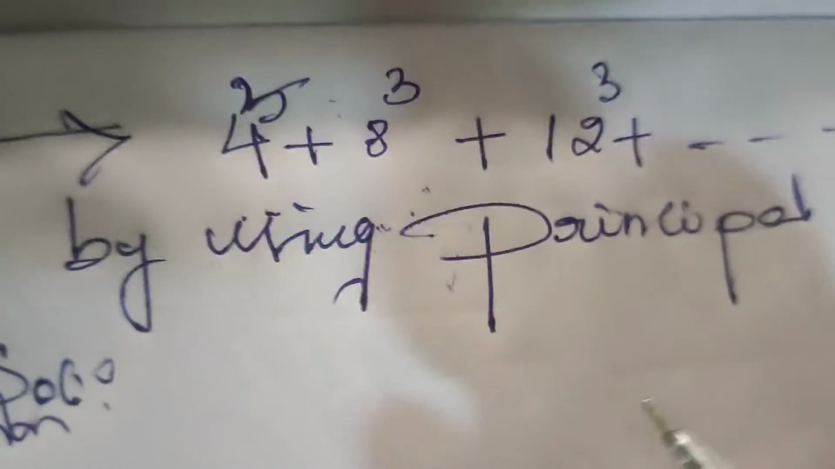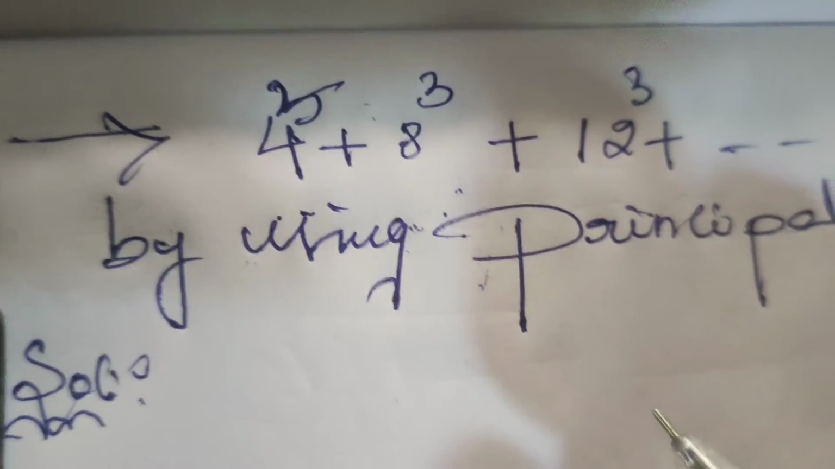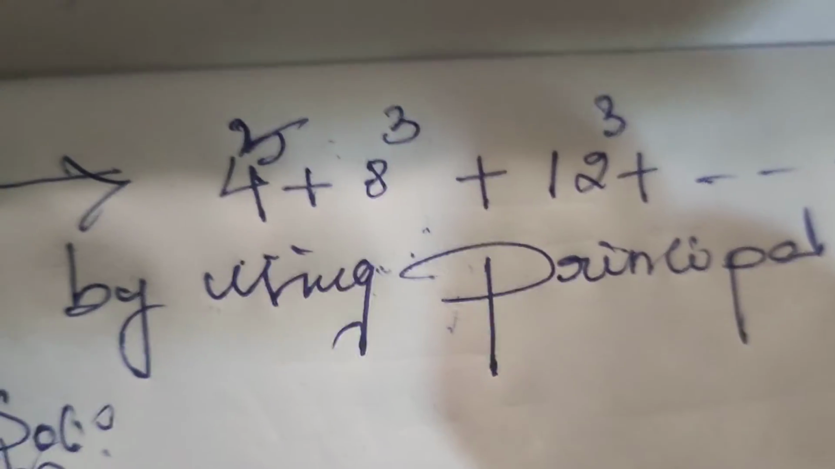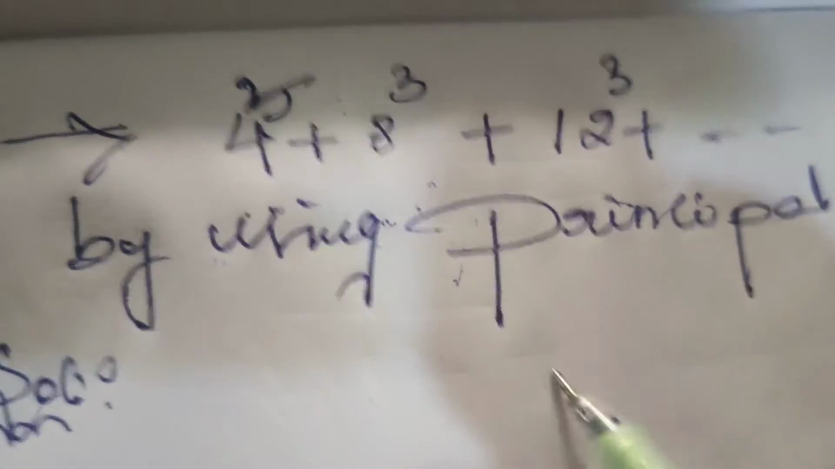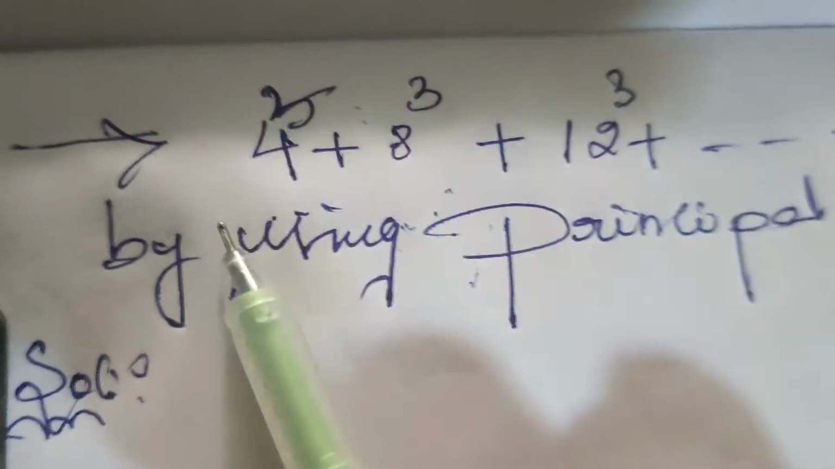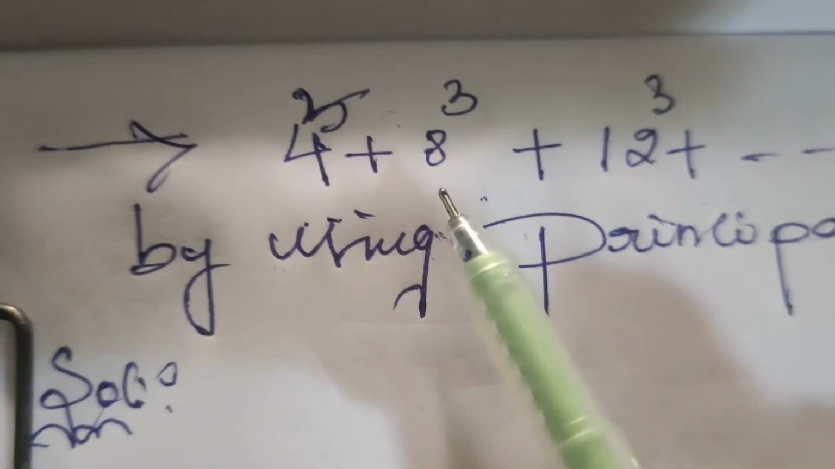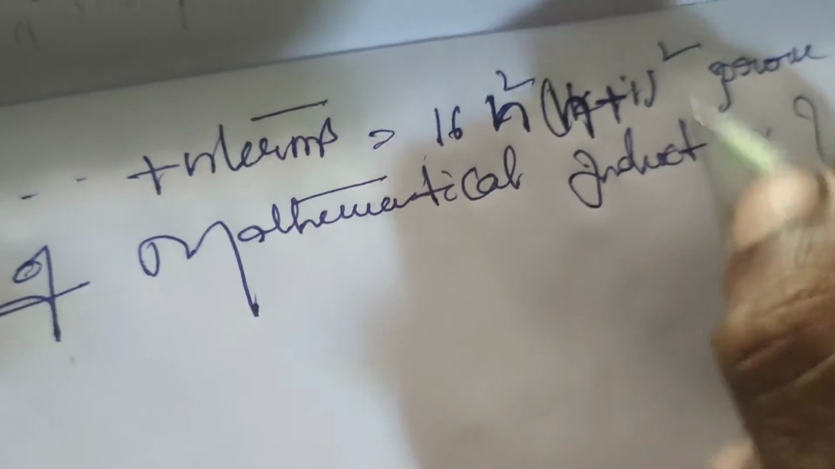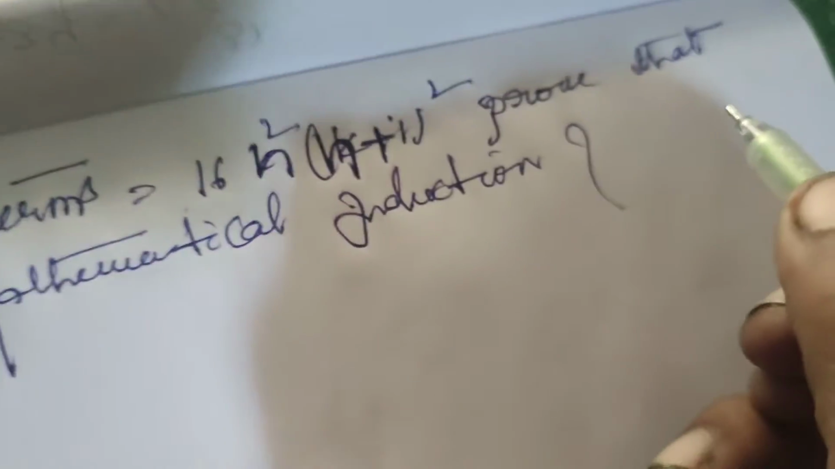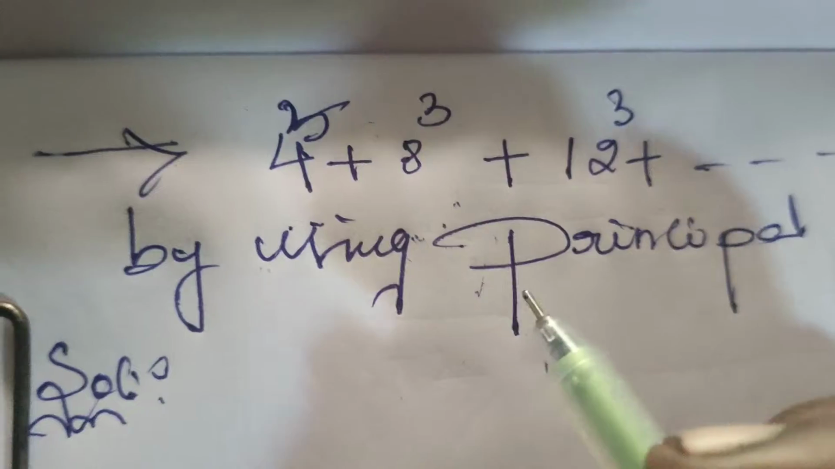Now today we are going to discuss the principle of mathematical induction, how to use it. Solution: by the principle of mathematical induction, this given statement: 4 cube plus 8 cube plus 12 cube plus so on plus n terms equals 16n square into n plus 1 whole square. Prove that by using the principle of finite mathematical induction theorem.